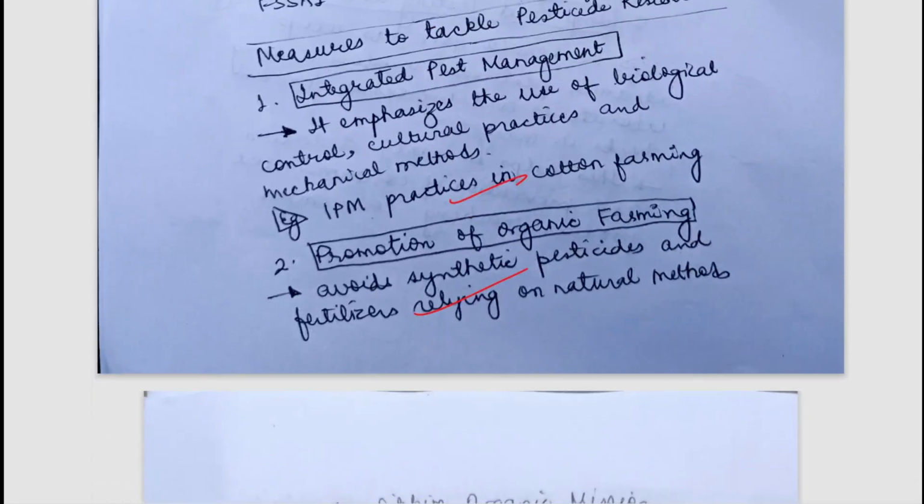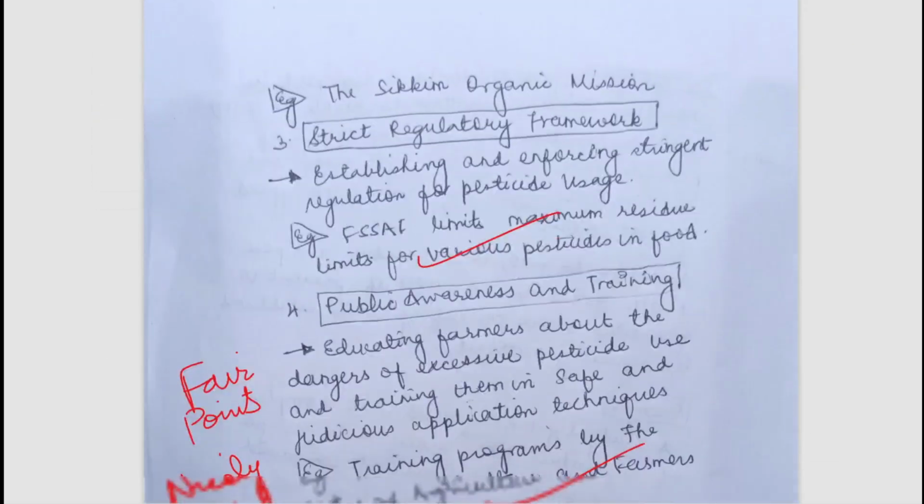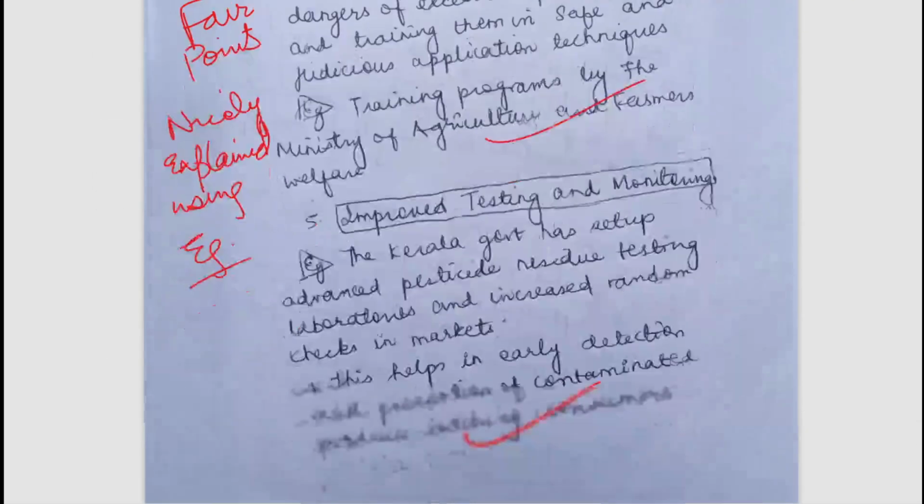An example is written. Measures to tackle it: integrated pest management, promotion of organic farming. Obviously, these are the common measures. You can pause and read the answers.